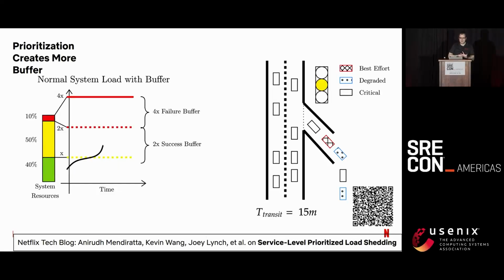All right, so going back to our highway analogy, now that we have prioritization, it essentially creates more buffer by allowing us to prioritize who gets on the highway and who doesn't. The analogy I like to use here is that I want to make sure that the ambulance gets on the highway and the person who's out for a joyride with their sports car, they can go home, right? We want the ambulance on the highway. We want people to be able to click play.